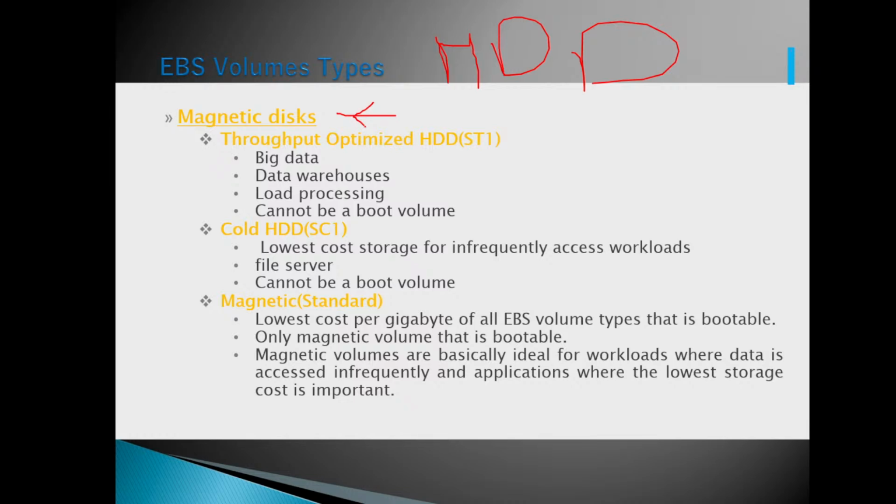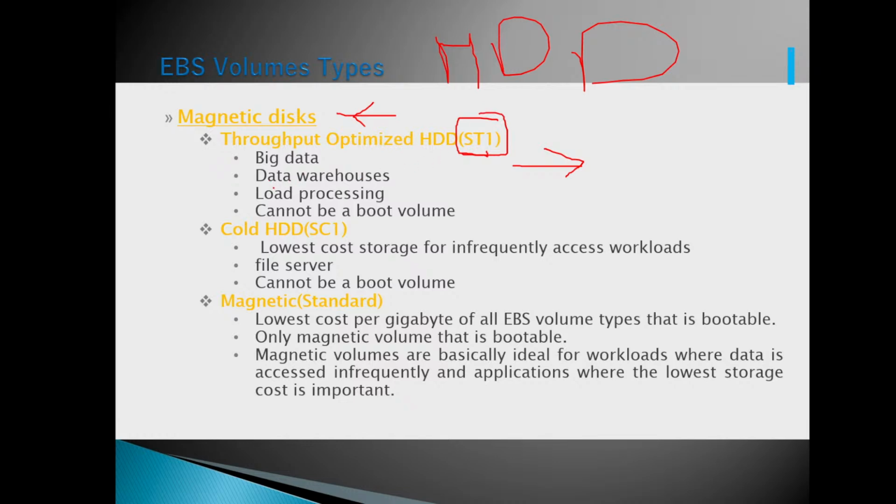One is throughput optimized. As the name suggests, these are used where you want to pull a huge amount of data in a single request. Throughput is high, which means per request you are pulling a huge amount of data. The short name is ST. You have to remember these names. ST.